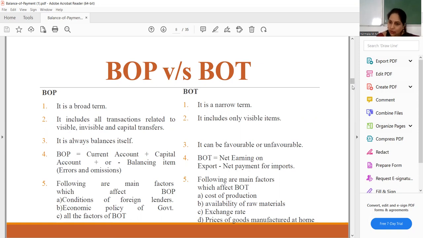And BOP has two components, the current account and the capital account, and BOT is only about the net earning. That's basically exports minus net payment for imports.